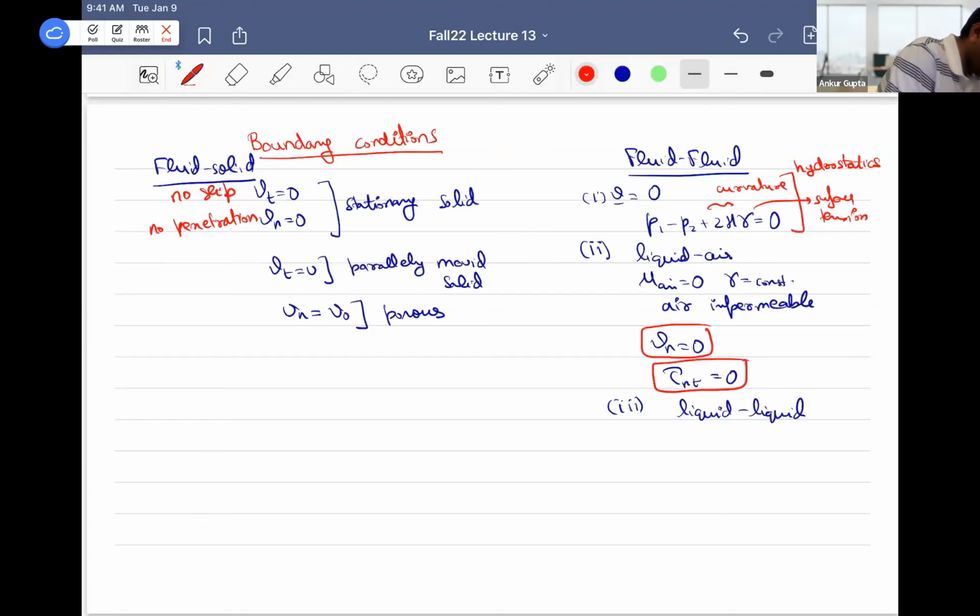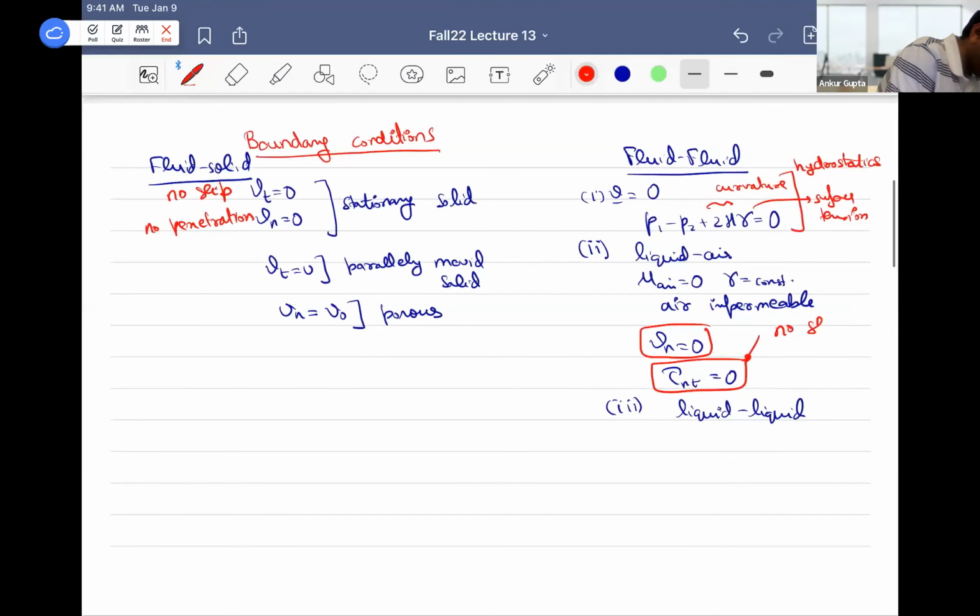Remember that no slip is not valid for a liquid air interface, not in the traditional way. No slip would be valid if I was also solving for the air velocity, but right now we are not doing that. So you don't apply the no slip condition like you do for a solid surface. Just remember that, because we don't solve for the fluid velocity and the fluid might be moving on the other side. So we just apply the shear stress condition in the parallel direction.